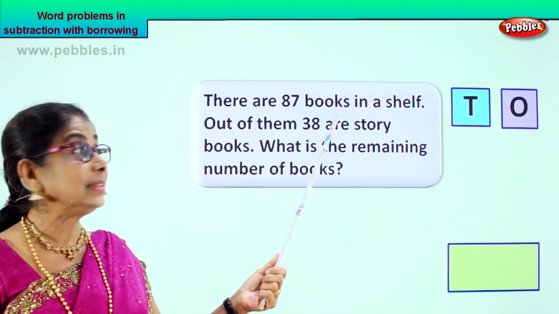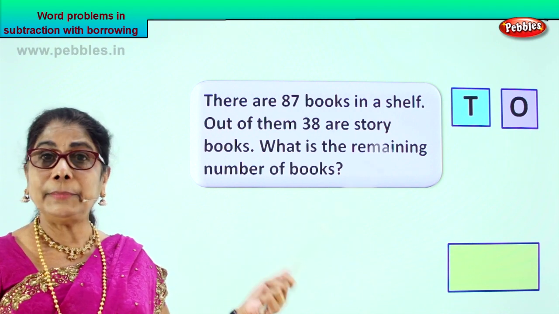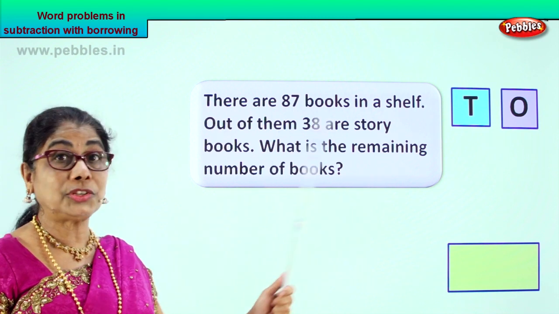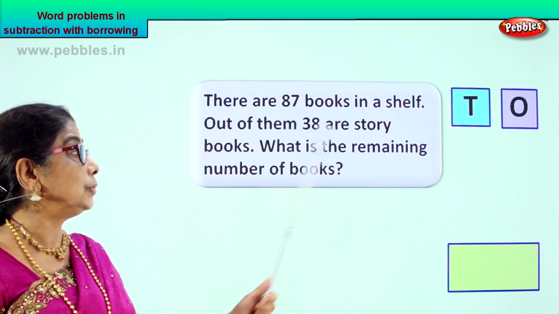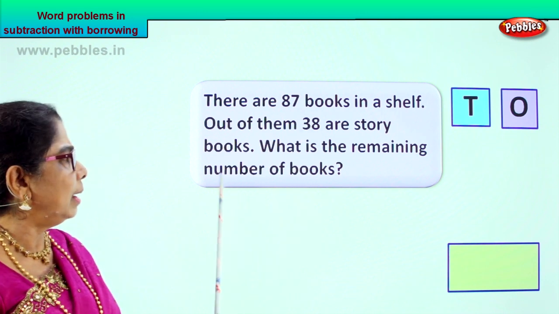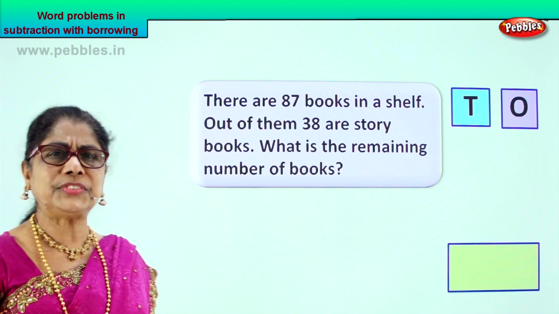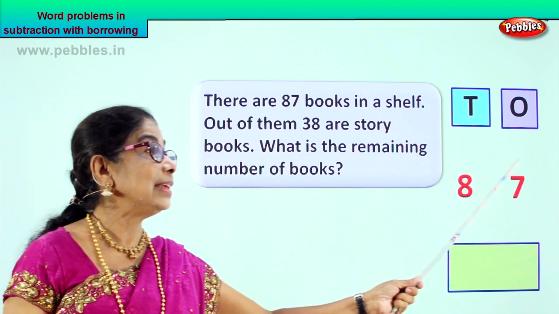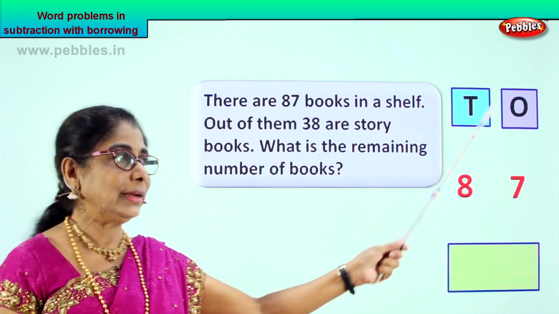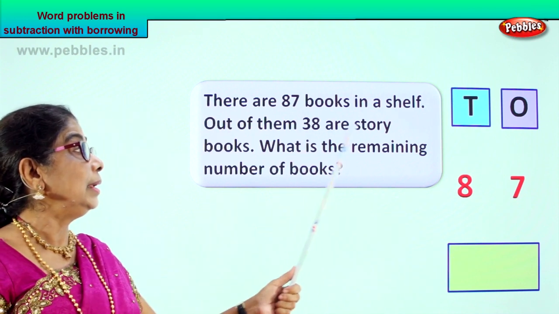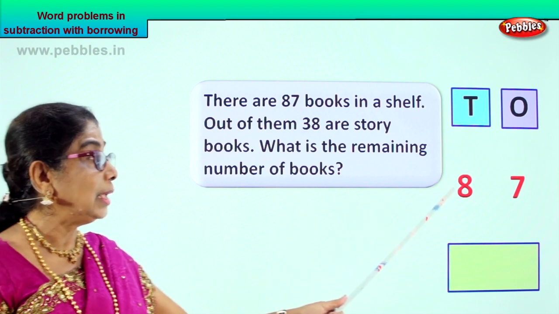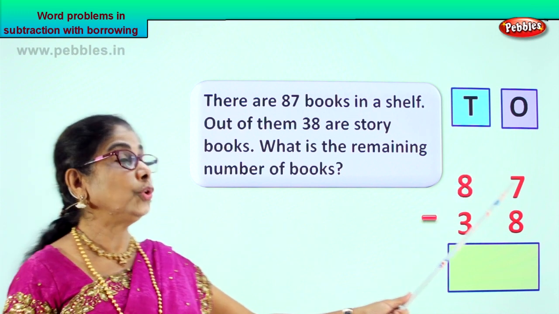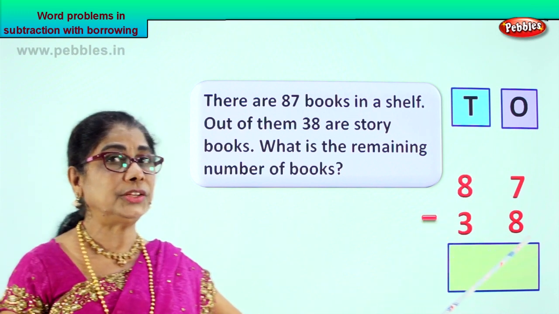There are 87 books in our shelf. How many books in the shelf? There are 87. Out of them, 38 are storybooks. What is the remaining number of books on the shelf? Let's find. Total number of books in the shelf, 8 tens, 7 ones. Number of storybooks, 87 minus 38. So, 87 total number of books minus 38 storybooks.